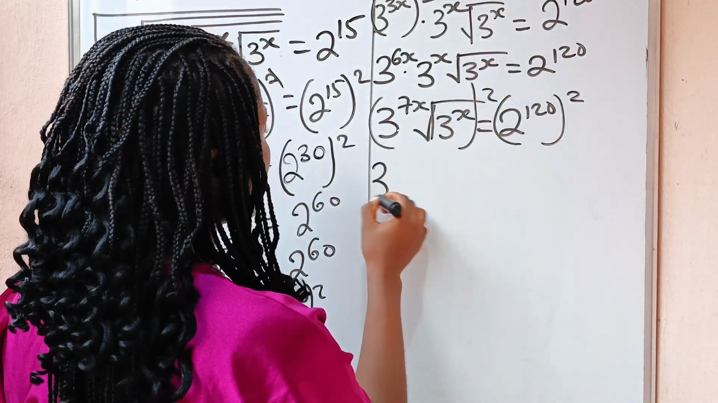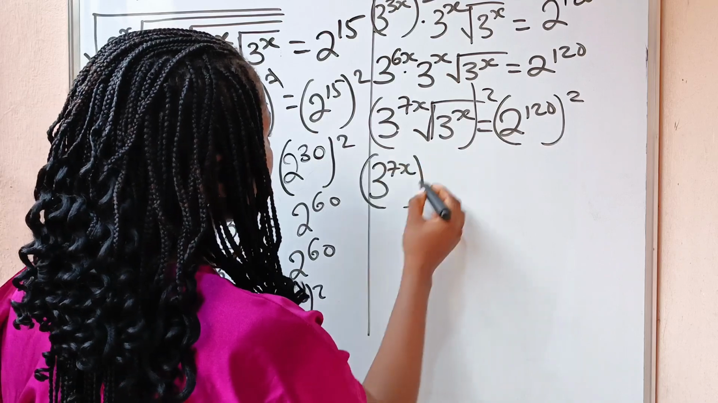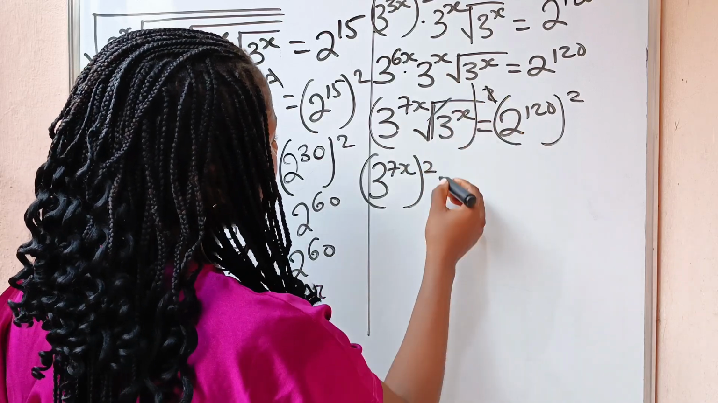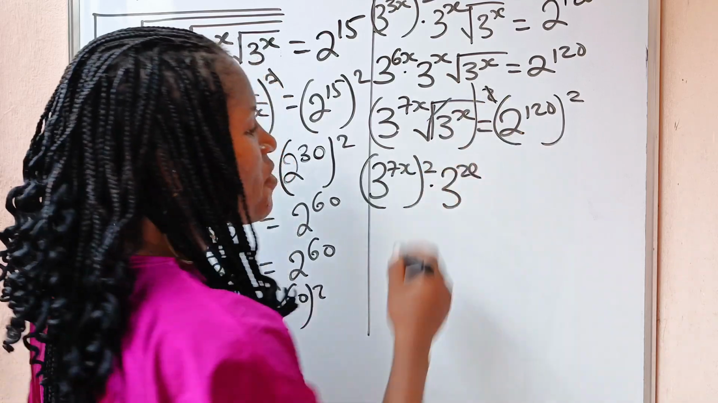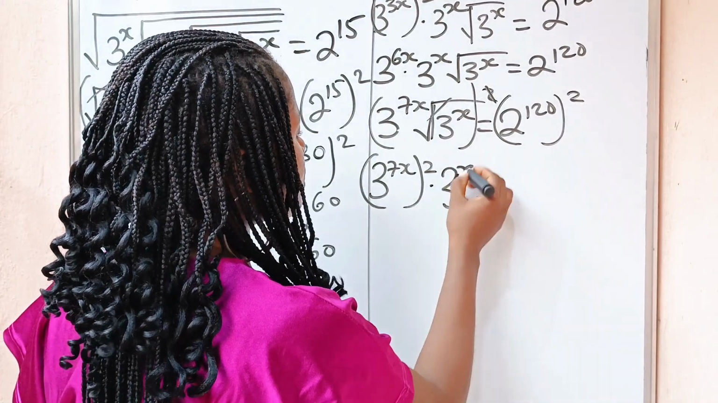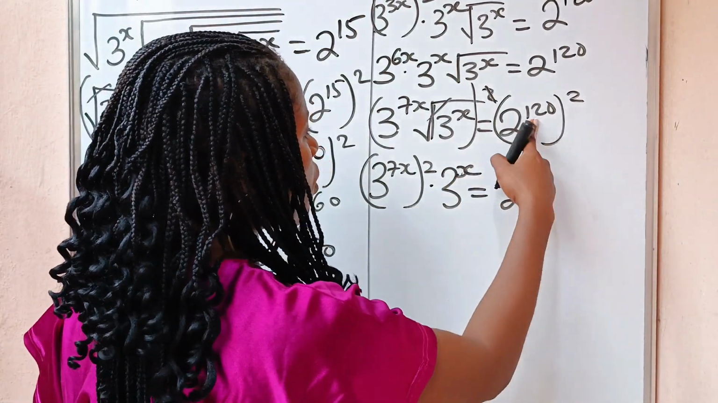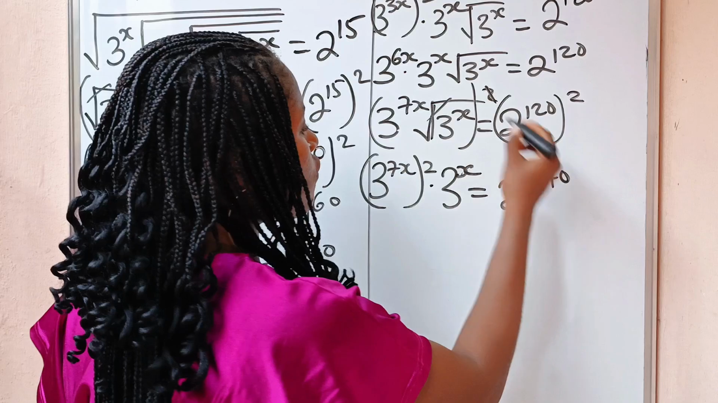So we are going to have 3 to the power of 7x squared. Okay, then this will cancel this. We have finally 3 to the power of x. Sorry, this is x. 3 to the power of x is equal to 2 to the power of 120 times 2 will give us 240.